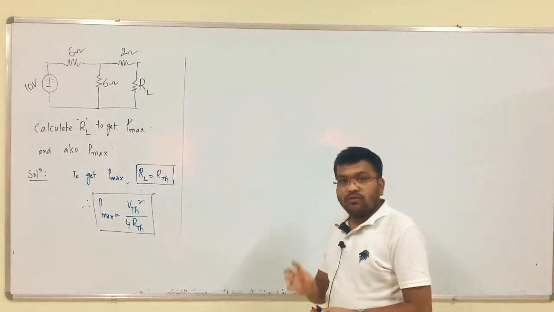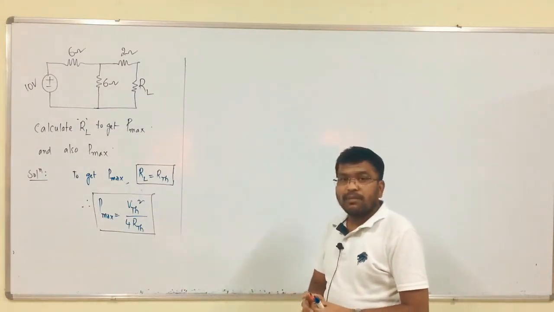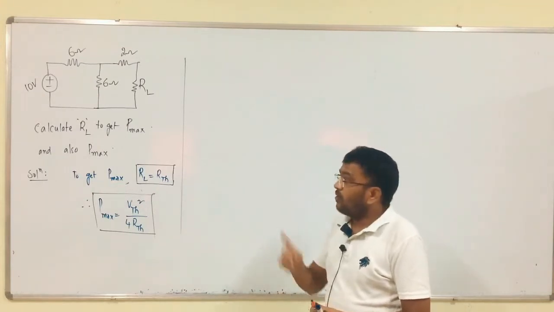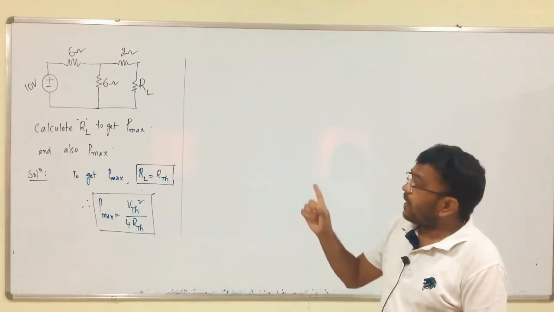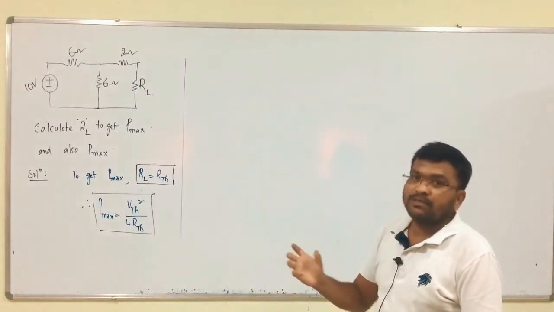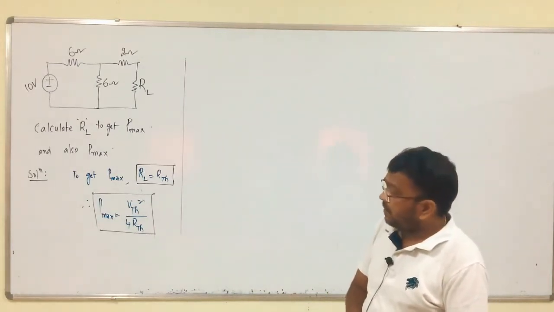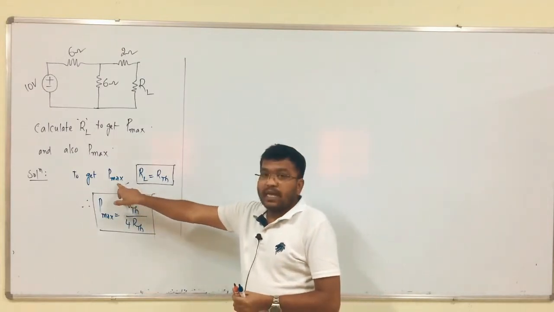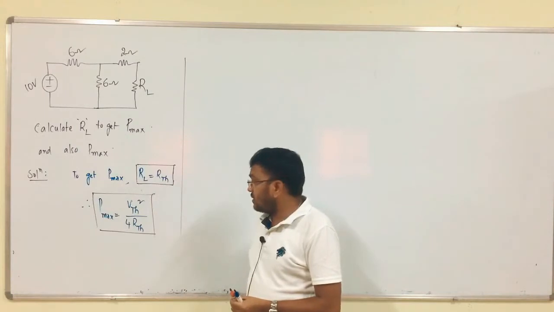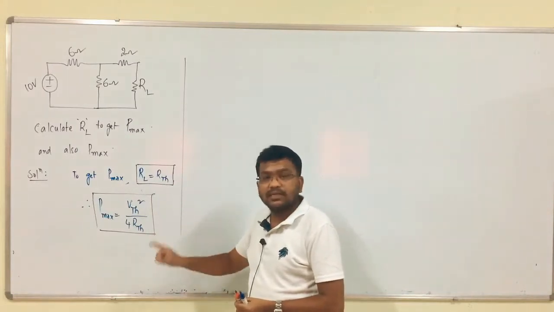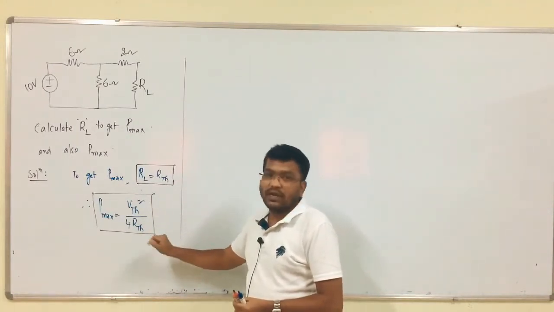Now we have to solve one problem with respect to the maximum power transfer theorem. From the circuit, calculate the load resistance to get maximum power and also the maximum power. We all know that we get the maximum power when the load resistance is equal to the Thevenin's resistance, and the value of P max is VTH square by 4 RTH.